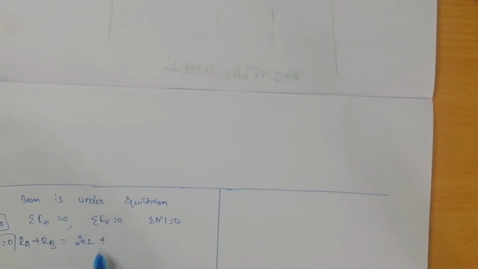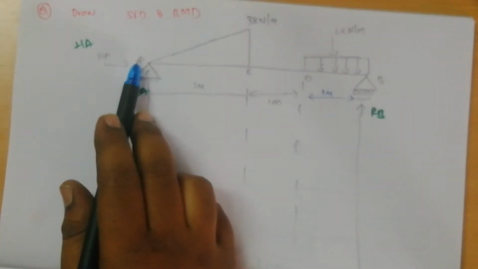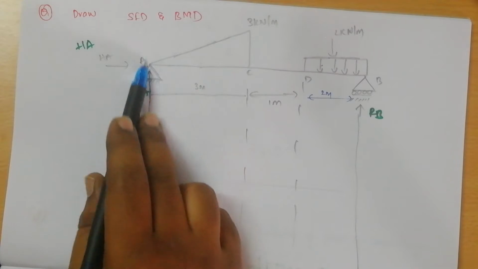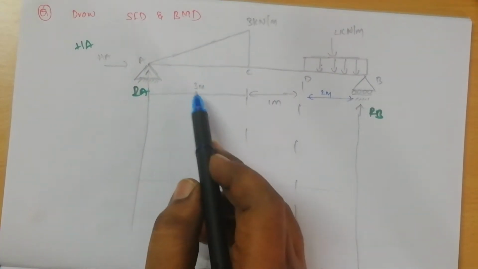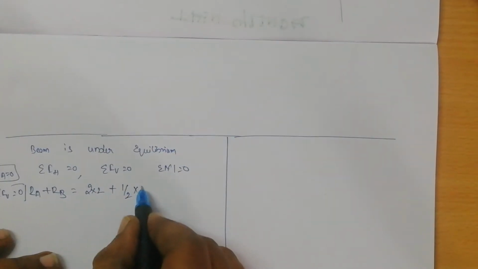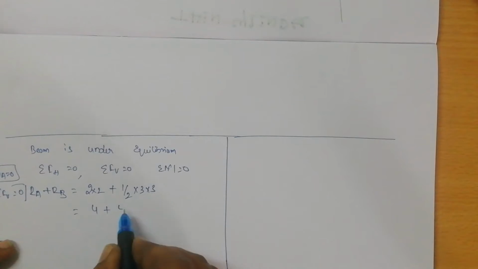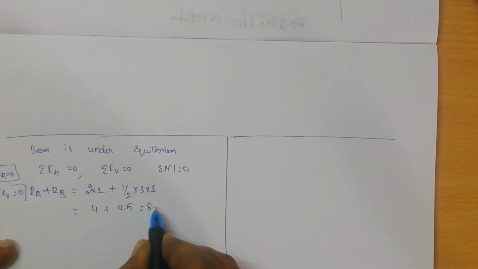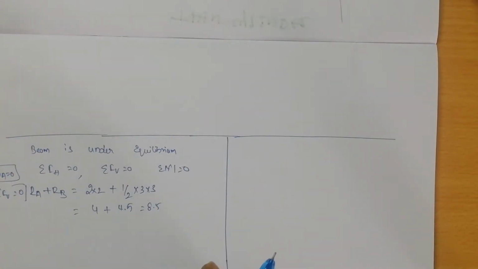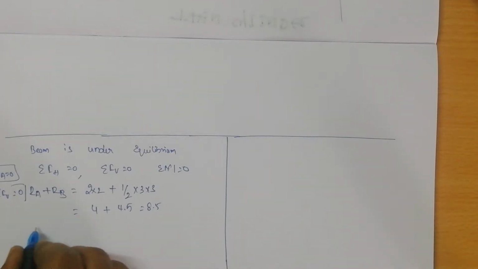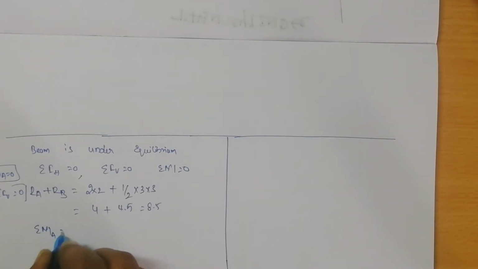Next is plus, because of UVL we already know the load is nothing but half into base into height. Base is 3, height is 3. So half into base 3 into 3. So you will get 4 plus 3 threes are 9, 4.5. The value you are going to get is 8.5. Okay.